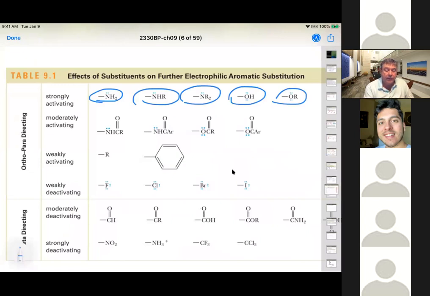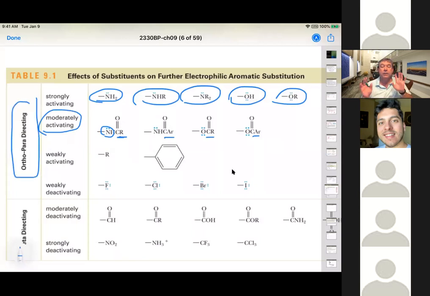Now, if we have a lone pair, but then a carbonyl next to it, it's not as activated because that carbonyl is pulling a little bit of that electron density away. Therefore, it's activating, but only moderately. And again, these are all ortho-para directors. So those lone pairs are ortho-para directing.